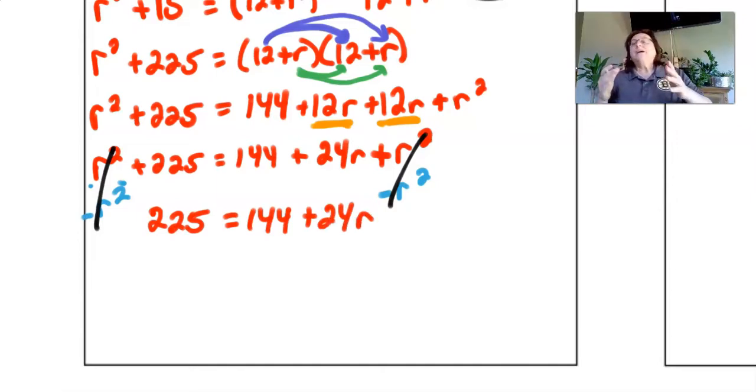And now that looks a little bit more manageable, doesn't it, guys? Okay, so you guys solve it from here and tell me, what do you get for the measurement of r?